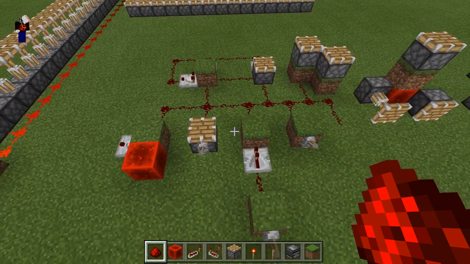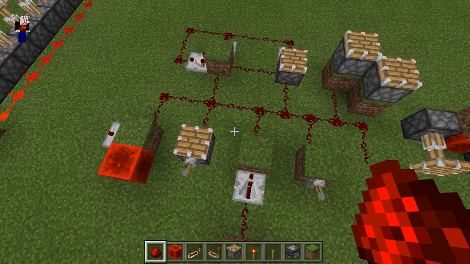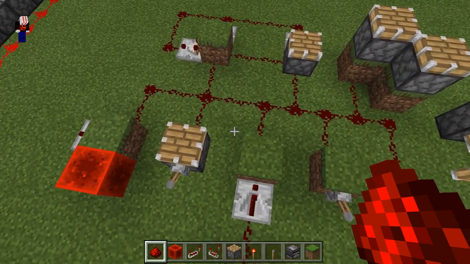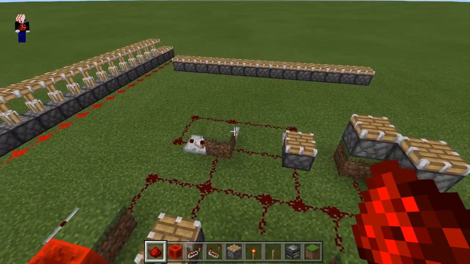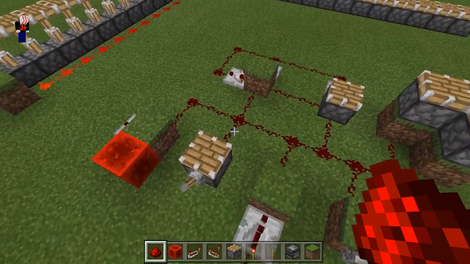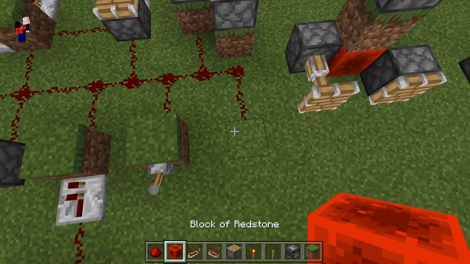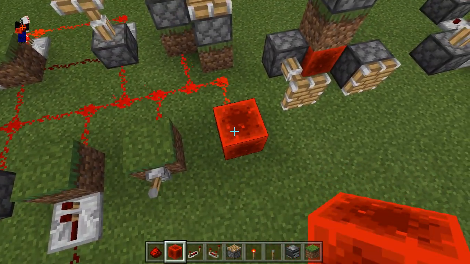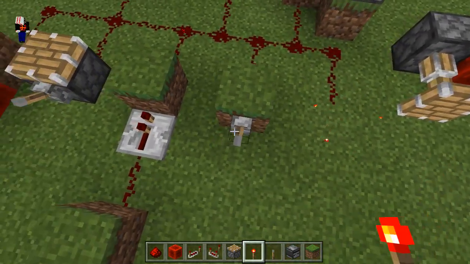So the first thing I'm going to cover is the difference between a hard-powered and a soft-powered block. A hard-powered block will power any redstone device next to it, for example a piston or a comparator or a repeater, and will also power any redstone line coming out of it. So a hard-powered block would be a block of redstone, that's effectively a power source. A redstone torch also acts as one.